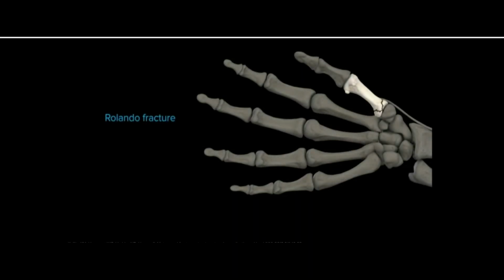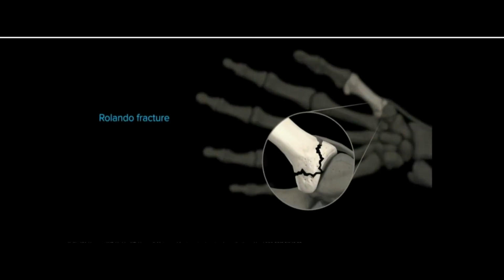The Rolando fracture is a comminuted intra-articular fracture through the base of the first metacarpal bone. This fracture is typically T or Y-shaped, consisting of 3 distinct fragments. Again, because of the pull of the APL, the fracture is often displaced.